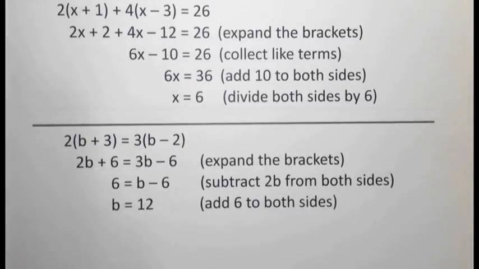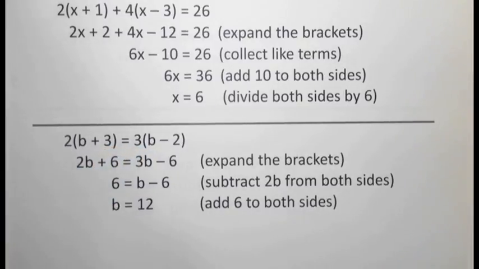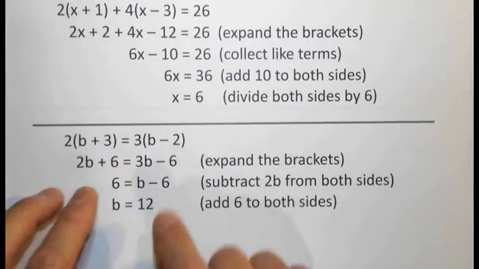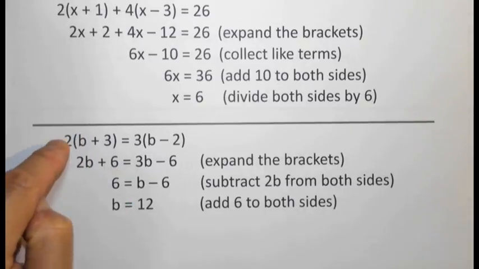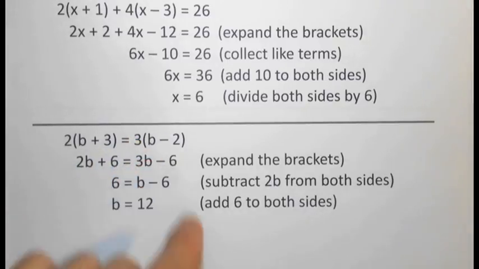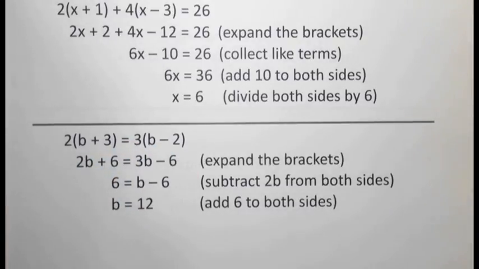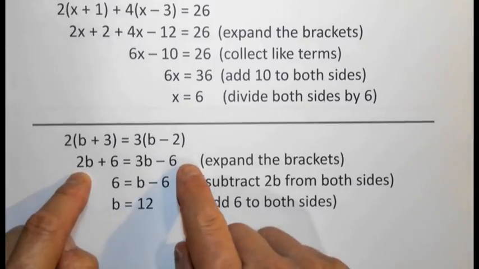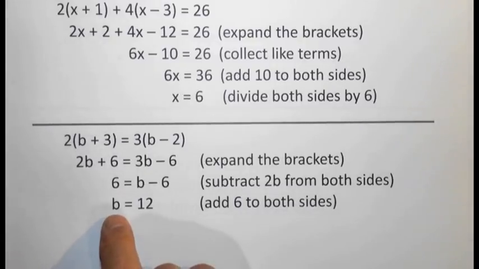How about this one? 2(b + 3) equals 3(b - 2). Again, expand the brackets. This time, expand the brackets on both sides. So it's 2b + 6 because it's 2 times b and 2 times 3. Alright? And 3b - 6 because it's 3 times b and 3 times -2. Then we subtract 2b from both sides. We have 6 equals b - 6. Then we add 6 to both sides. We therefore have b equals 12.